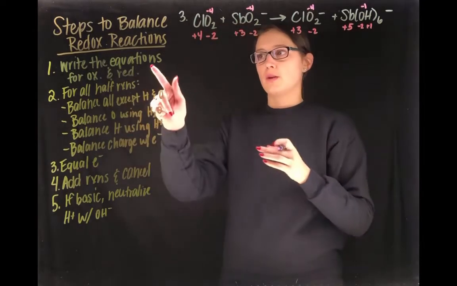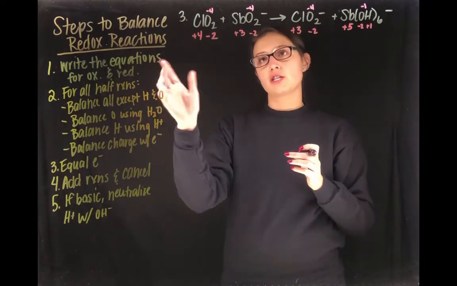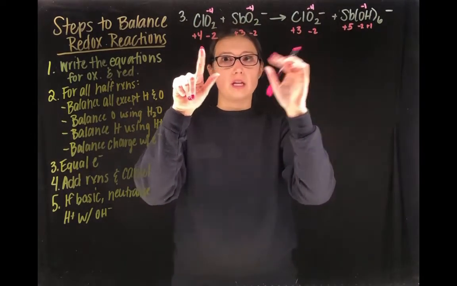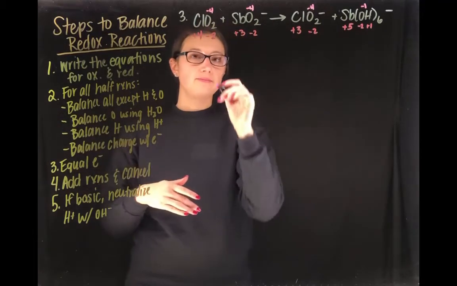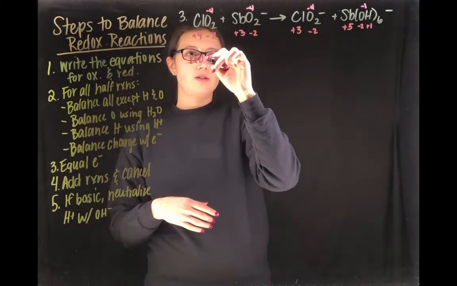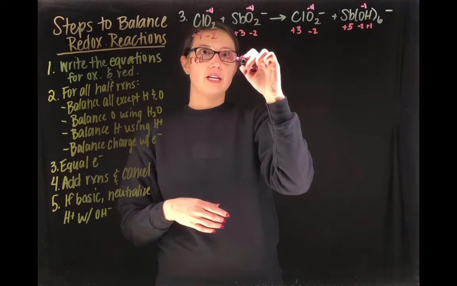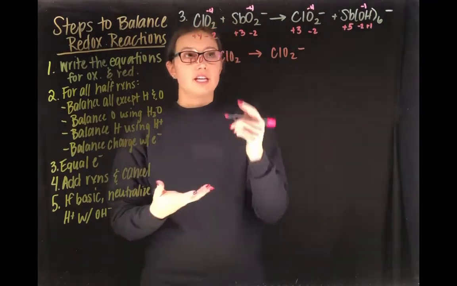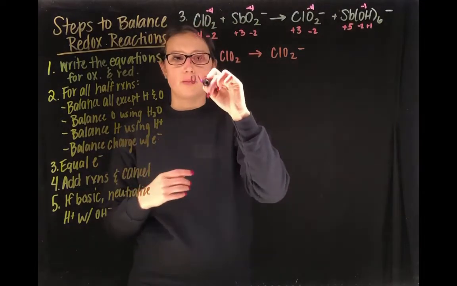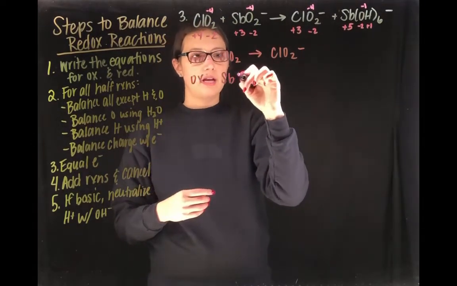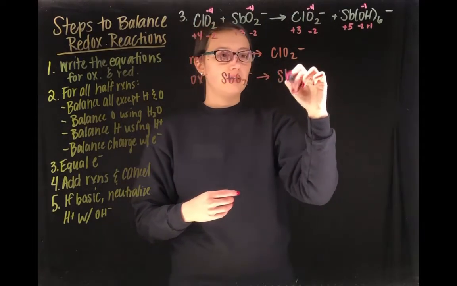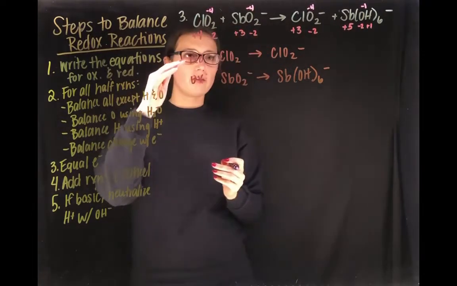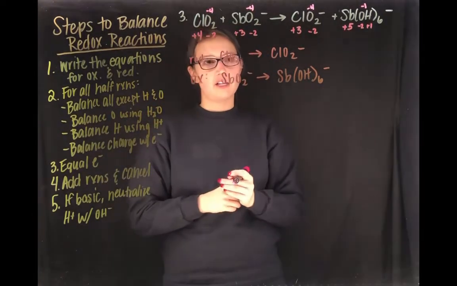What we need to do is figure out the half reactions for oxidation and reduction. We have chlorine going from +4 to +3, so its oxidation number is going down. It's being reduced. So the reduction half reaction is ClO2 yields ClO2 minus. The oxidation half reaction then must be the other part: SbO2 minus yields Sb(OH)6 minus.